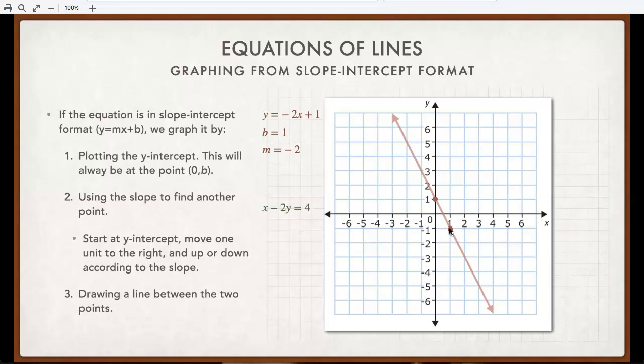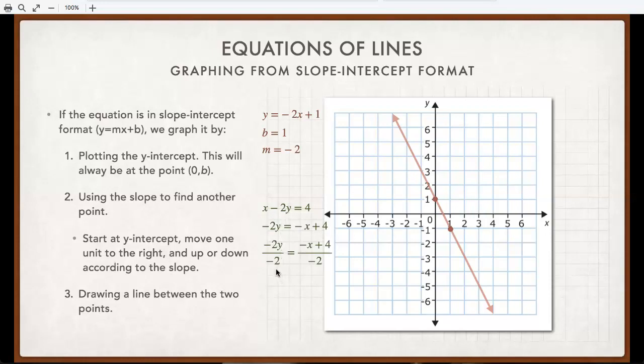Let's look at another example. x minus 2y equals 4. Now be careful because this one is not currently in slope-intercept format. Notice for slope-intercept format, we have y by itself on the left. This one does not have y by itself. So the first thing we need to do is rearrange it so that we have y by itself on the left. First, we'll subtract x from both sides, get negative 2y equals negative x plus 4, and then we'll divide each side by negative 2 to get y by itself.